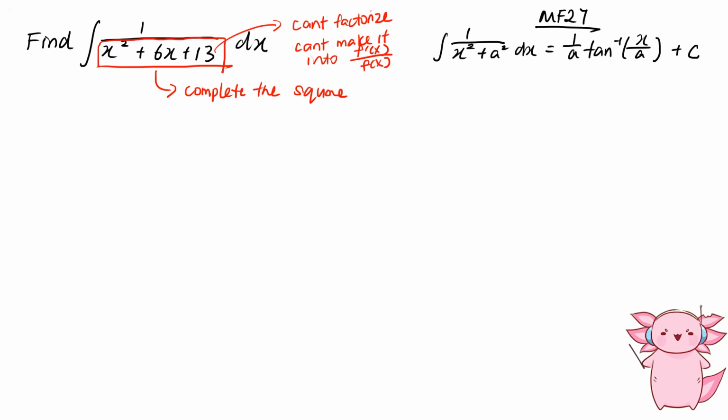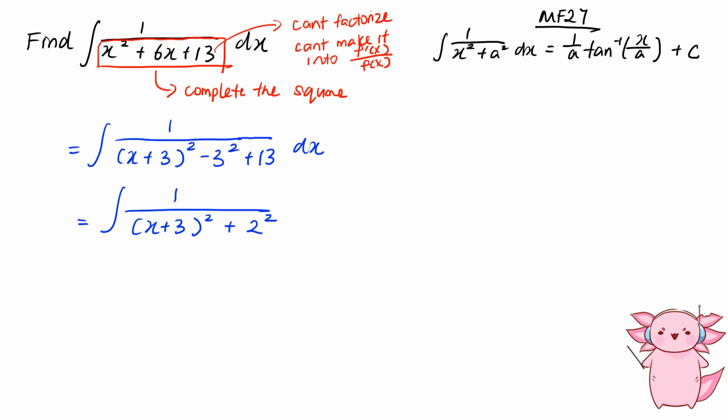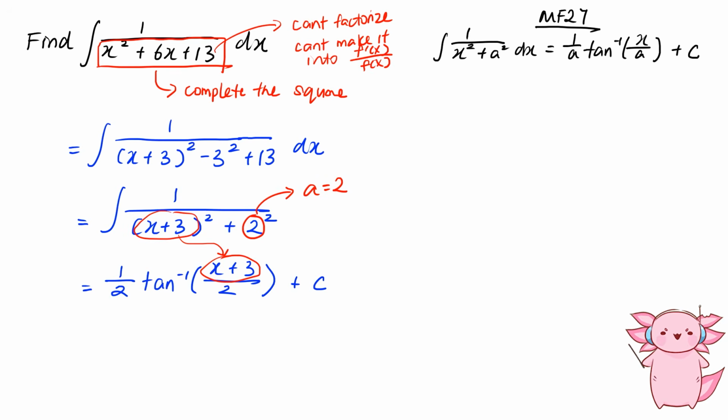So the trick is to actually complete the square at the bottom, so we can get x plus 3 squared minus 3 squared plus 13, which gives us x plus 3 squared plus 2 squared, which corresponds to the tangent inverse standard form that we did earlier. And then after integration, we can get our final answer like this.